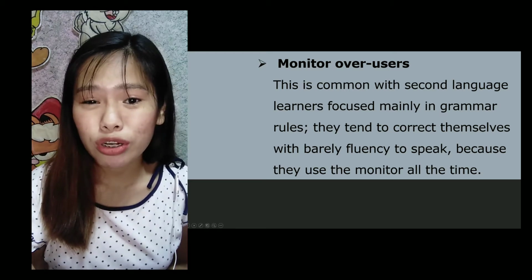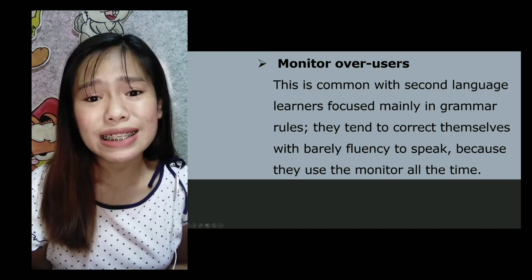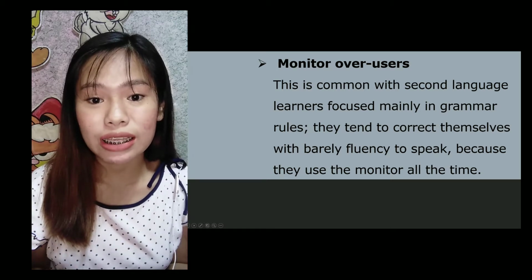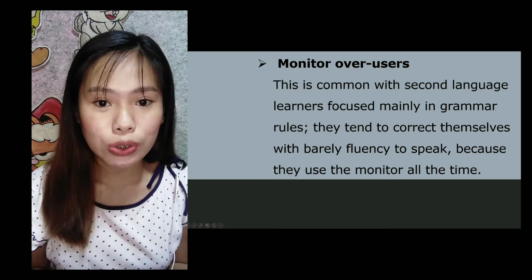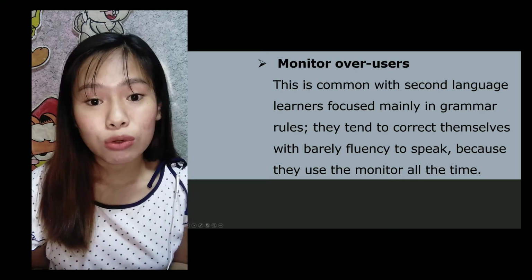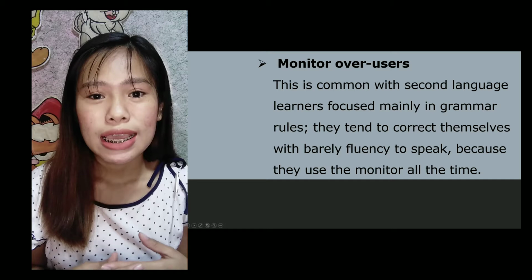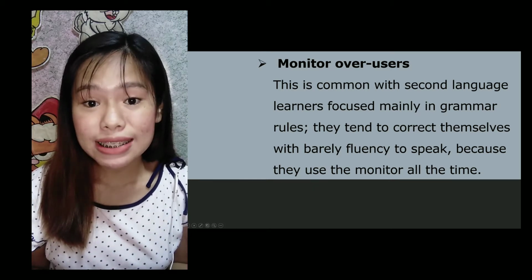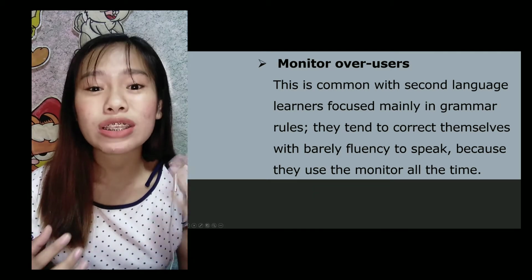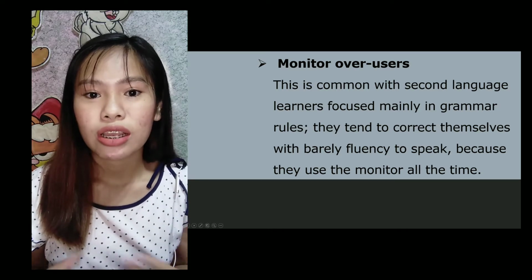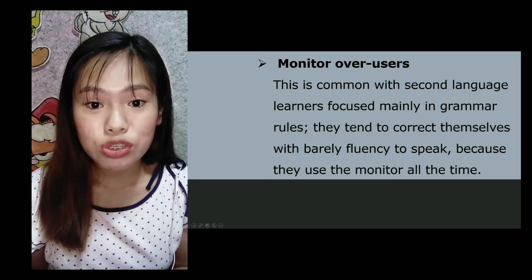So in this type of monitor users, they tend to always monitor their grammar when they are speaking the second language they have learned. So it results that they are not fluent in speaking the language, because they become hesitant in speaking because of always correcting themselves, always checking on grammar to see if they are speaking the language properly.